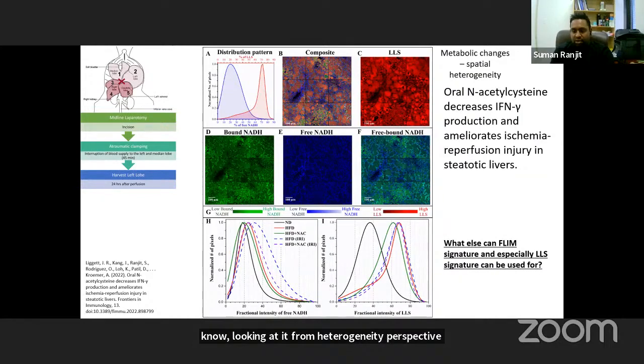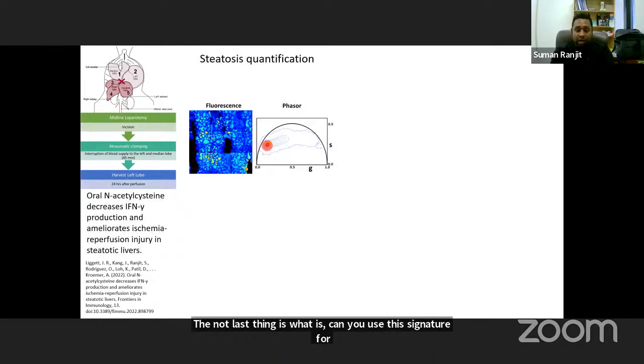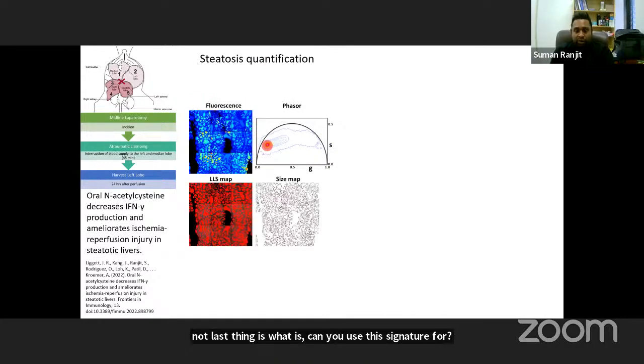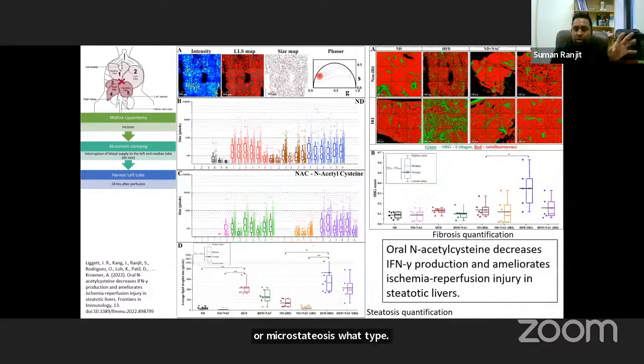The last thing is, what else can we use this signature for? So we can take the fluorescence, we can take the phasor, we can map out where these droplets are, and we can look at the quantification of the sizes. And that allows us to look at these different diets under different treatment, injury, non-injury here and injury there, and this is just the average calculated from there. It allows you to look at something that is very difficult, macrosteatosis or microsteatosis, what type of droplet formation is happening. So this is just an overall thing that we did in the paper, so I'm not going to go ahead.